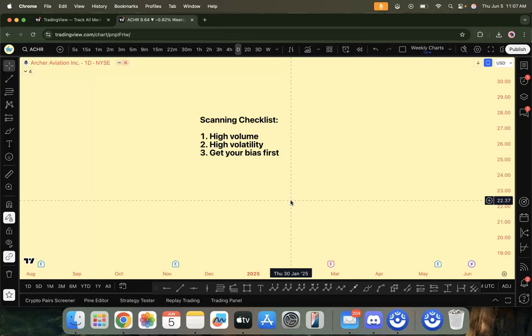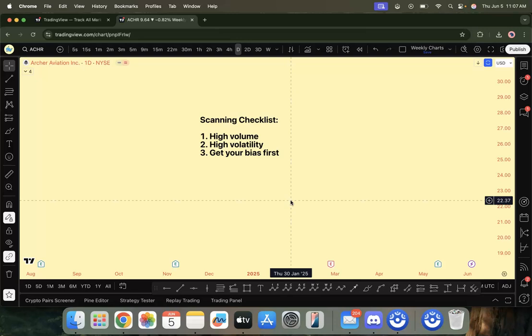Got a lot of requests for this one in terms of how do I scan for stocks every single day to day trade. And this is very important because this sets the foundation on what you need to do to be successful, especially if you're trying to transition into day trading full time. So very simple checklist, what I look for.